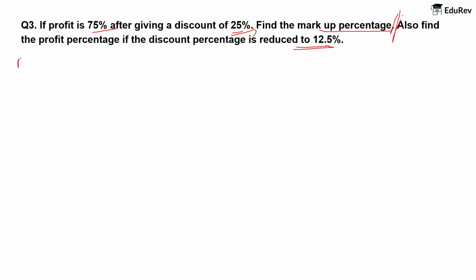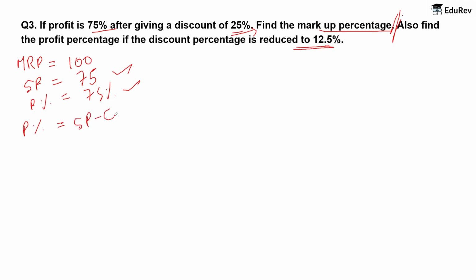So let's assume that MRP of the article is 100. So if the MRP is 100, then after giving a discount of 25%, the selling price is obviously 75. Now I have the profit percentage 75% and I have the selling price. Obviously, I can use them in the formula of profit percentage and calculate the CP. So profit percentage is nothing but profit upon CP into 100. So profit will be SP minus CP upon CP into 100.